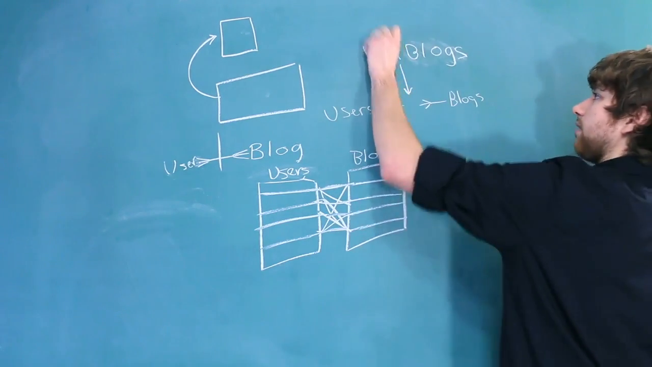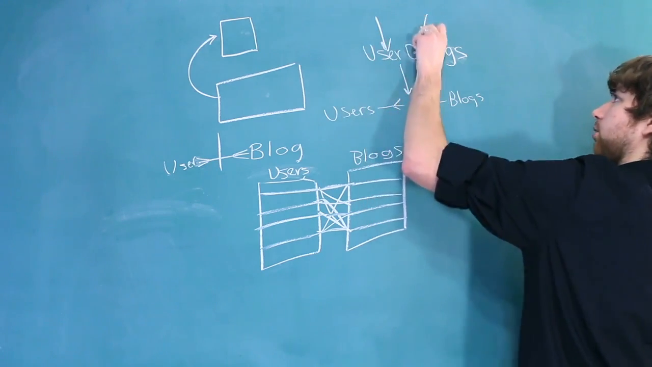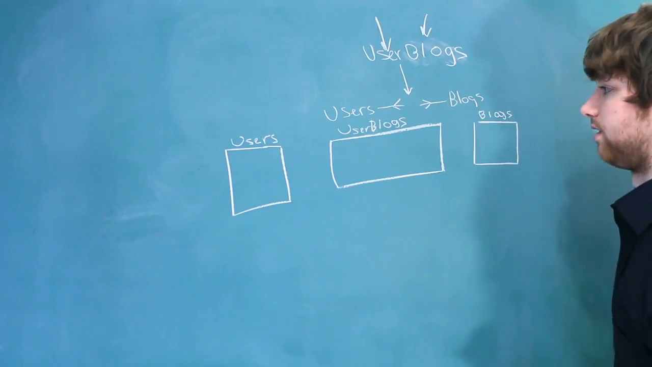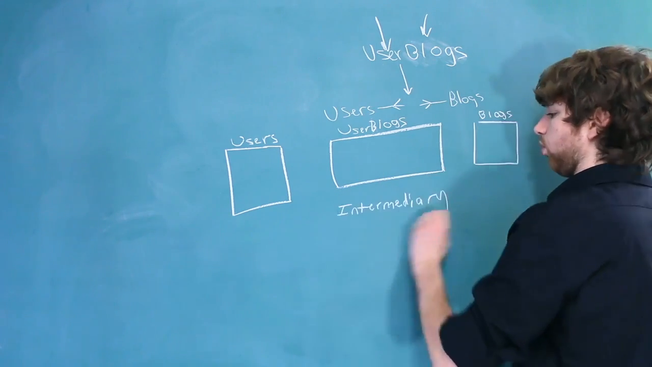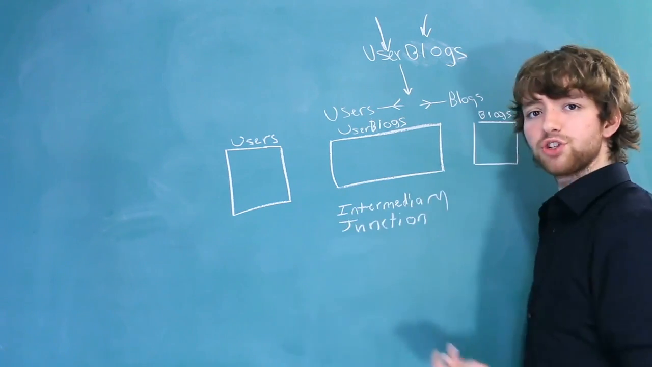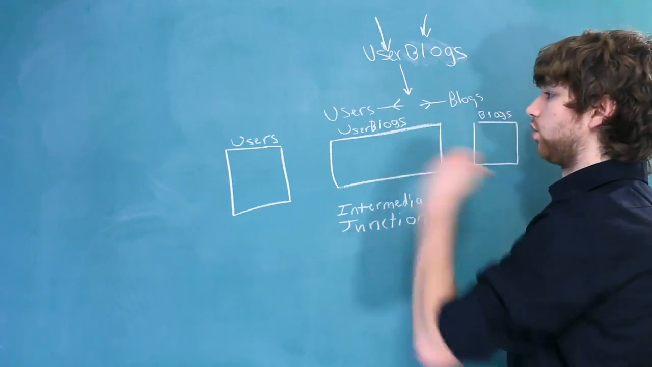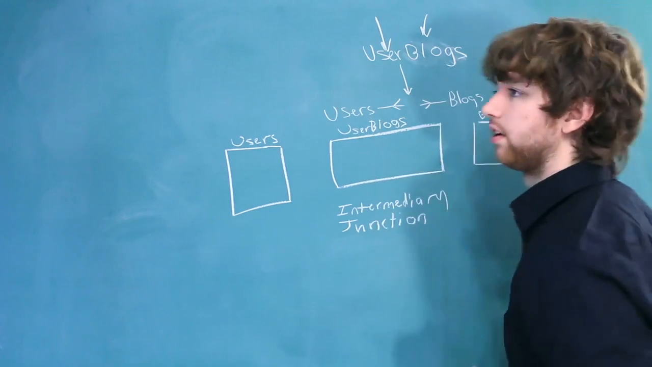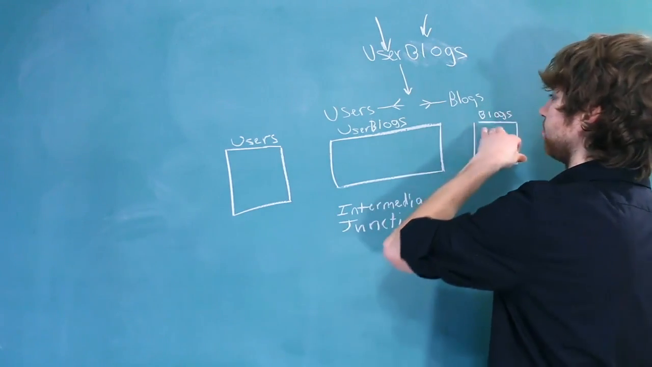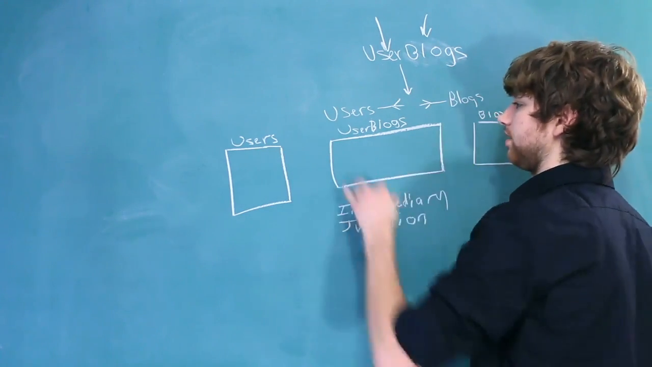By convention, I'm having the first one singular and the second one plural. It will look something like this. This table is known as an intermediary table, or a junction table. Essentially what this table does is it records the associations between the users and the blogs. So anytime a user has a blog, it's going to be listed in this table.